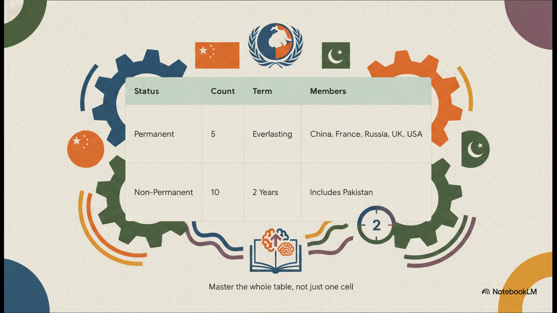But because the overarching topic is the UN Security Council, on the very next test, they might ask about the rest of the council. There are 15 total members. That means there are 10 non-permanent members who get elected for 2-year terms. And a highly testable fact to remember here is that Pakistan is currently among these non-permanent members. So don't just memorize one cell, master the whole concept.